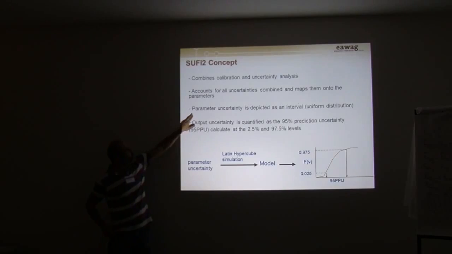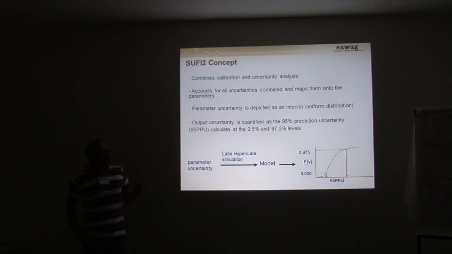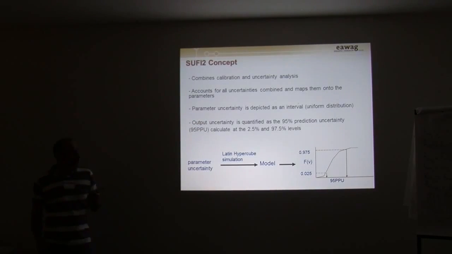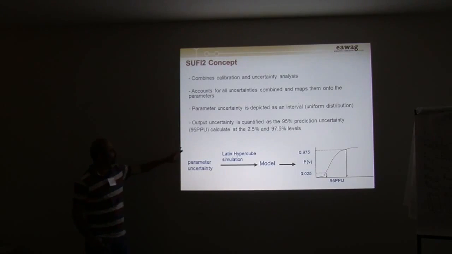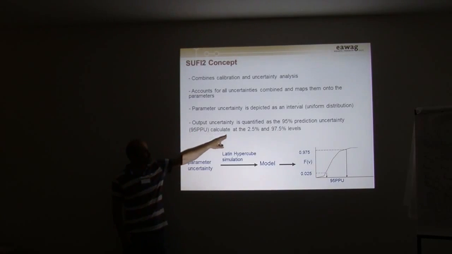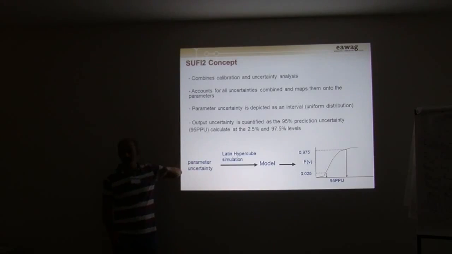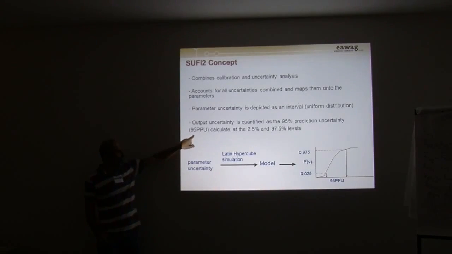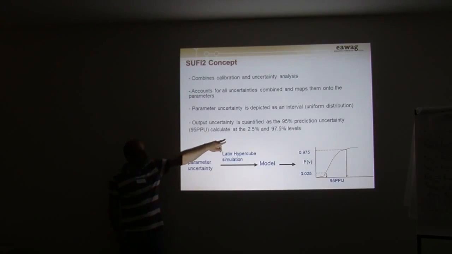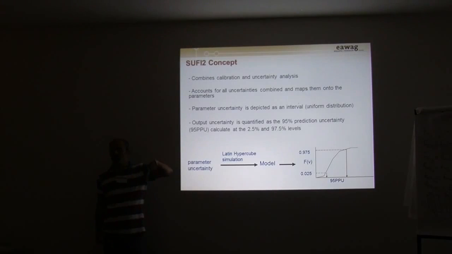The parameter uncertainties are depicted by intervals, a uniform distribution, and the output uncertainty is quantified as the 95% prediction uncertainty. It's 95 PPU. We calculate this at the 2.5% and 97.5% levels of your simulations. The bottom 2.5% and the top 2.5% are sort of extreme situations, so we leave those out. And that's how you calculate it.